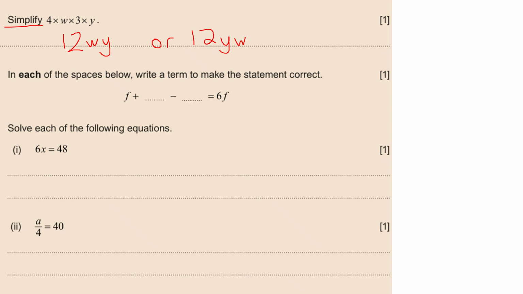In this next part, it says in each of the spaces below, write a term to make the statement correct. So f plus something minus something equals 6f. Well, let's go for f plus 7f is 8f, then subtract 2f, and I get 6f. Now there are obviously infinite combinations of this, but this is going to be one of them.